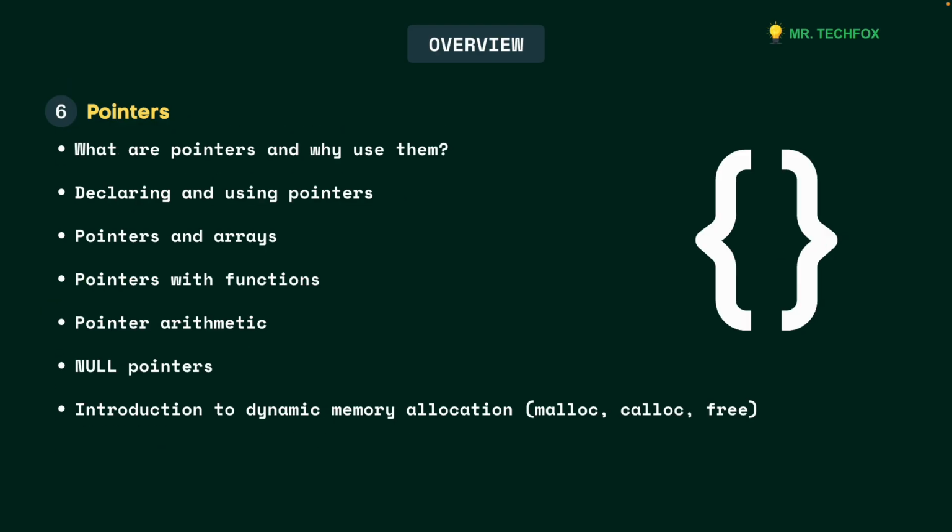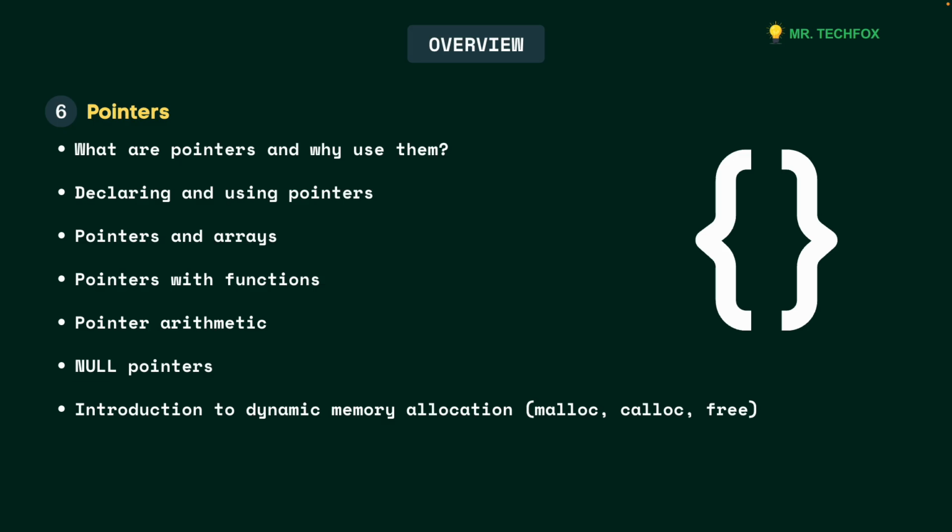The next module is pointers. Pointers are a crucial aspect of C programming, and we'll break them down completely. So we'll understand the role of pointers in C, why they are necessary, and how they help with memory management. Then we'll learn about declaring and using pointers. We'll teach you how to declare pointers and how to use them to access memory directly.